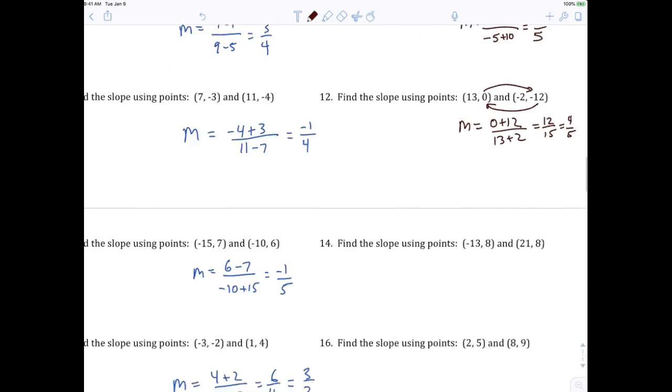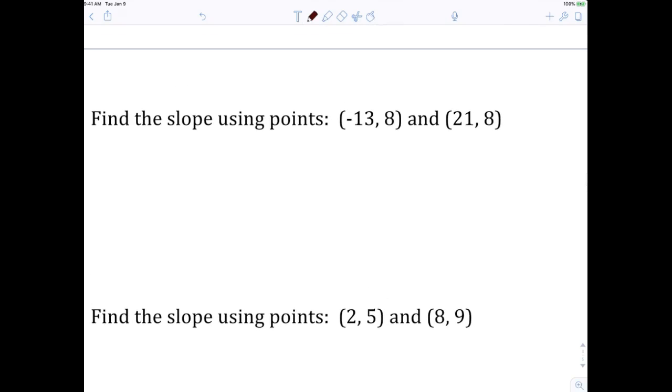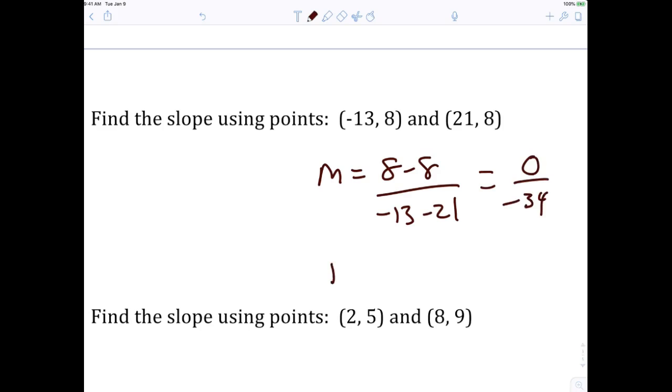Jack, go. Alright, so the m is equal to 8 minus 8 over negative 13 minus 21. And that would equal 0 over negative 34, which is? 34 or 0? What is it? 0 or 34? 0. Good. Slope is 0. When the numerator is 0, it is a horizontal line. When the denominator is 0, it's a vertical line.